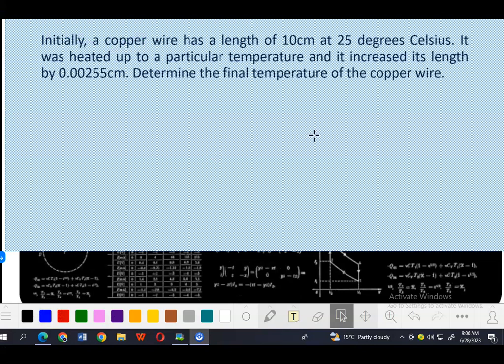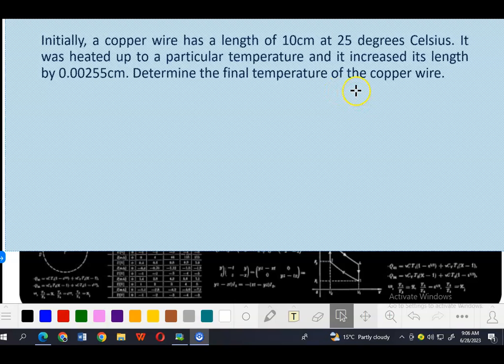So this is the first question on thermal expansion for today's revision. Initially, a copper wire has a length of 10 cm at 25 degrees Celsius. It was heated up to a particular temperature and it increased its length by 0.00255 cm. Determine the final temperature of the copper wire.